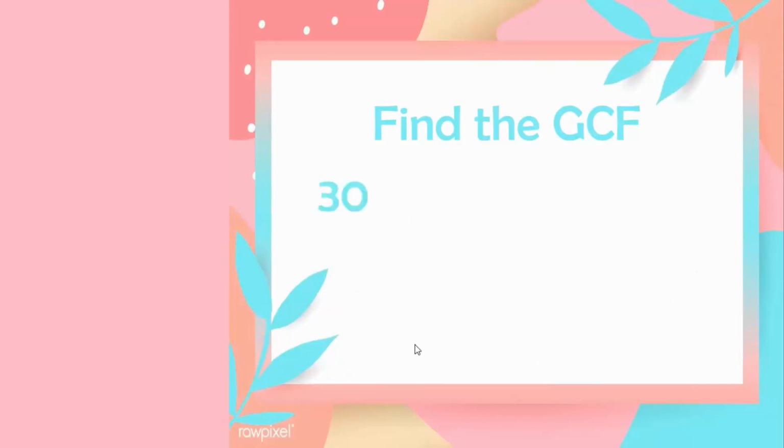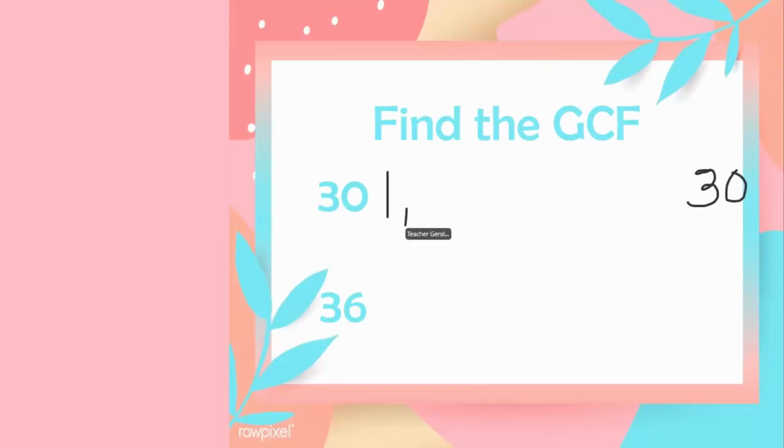Let's go to the next one. What about 30 and 36? Okay, so hanapin naman natin ang common factor ng 30 and 36. Let us start with 1. Okay? 1 and 30. So, yan. Kasi 1 times 30 is equal to 30. So, yan yung magka-partner. How about 2?